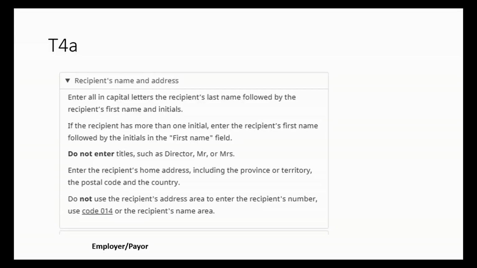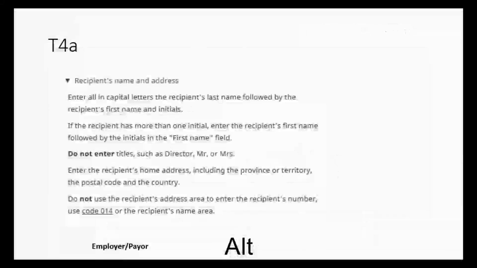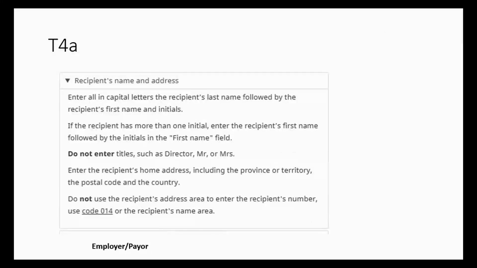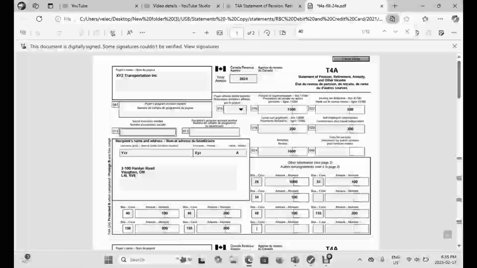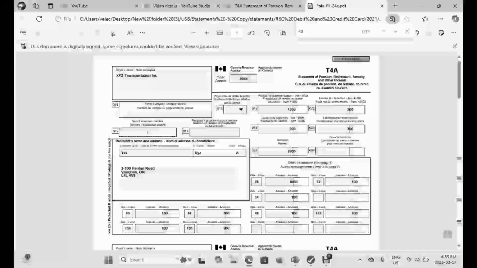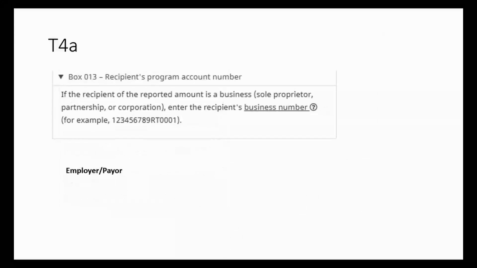Recipient's name and address. Enter all in capital letters. The recipient's last name followed by first name and initial. Home address, as I mentioned before, is the residential address, including province or territory, postal code, and country. Social insurance number: enter the SIN number provided by the recipient. So this is where you type in your SIN number. For privacy reasons, we will leave this one blank. Now this has to be done by the employer or the payer.